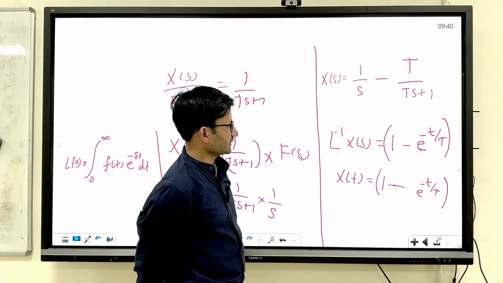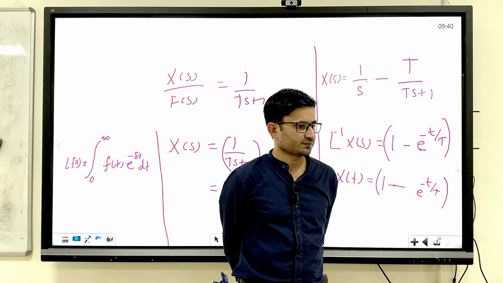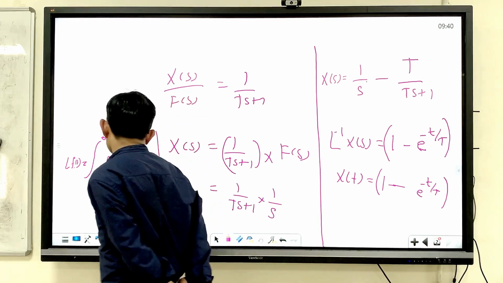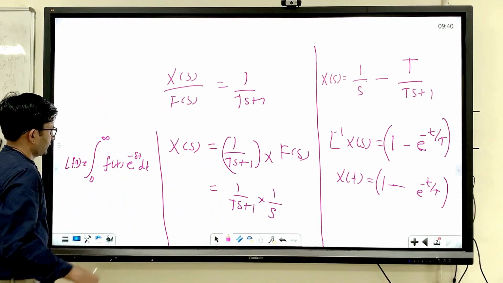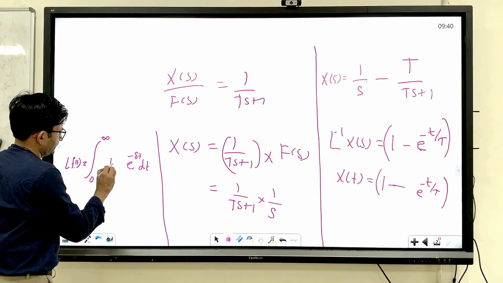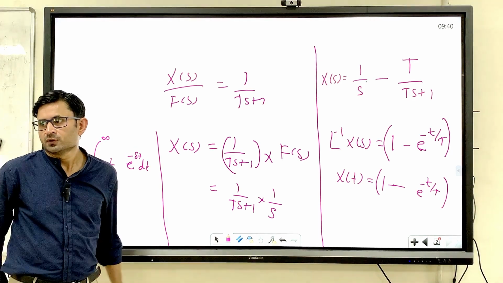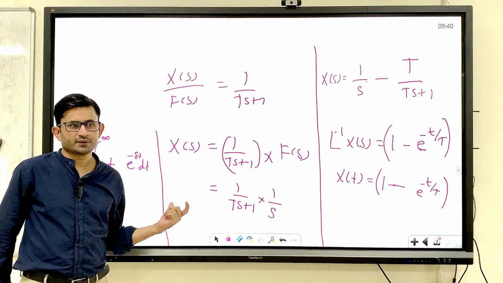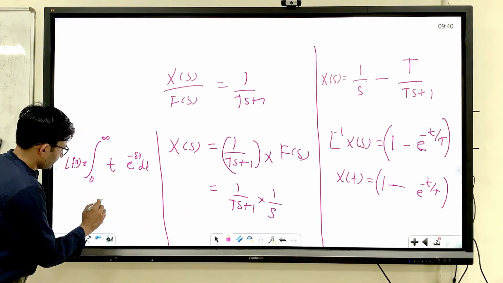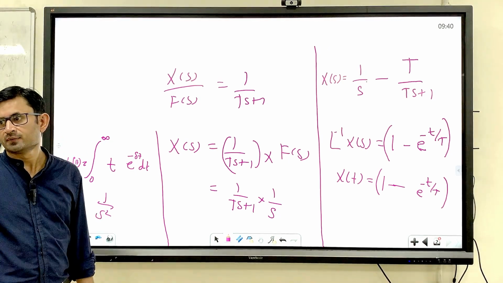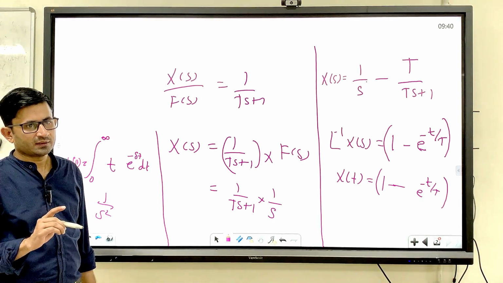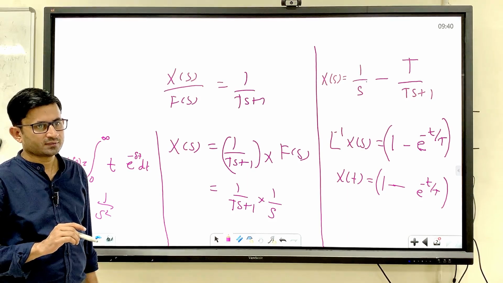So you should know the Laplace transform of 1 and the Laplace transform of t. For example, if I give you the Laplace transform of t, then you break it with partial integration and apply the limit, you will get something like 1 upon S square. So the Laplace transform of 1 is 1 by S and of t is 1 by S square.